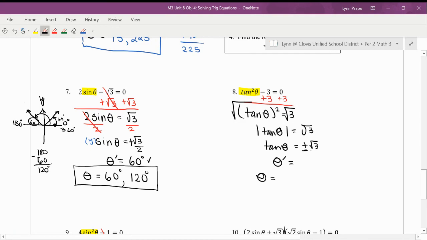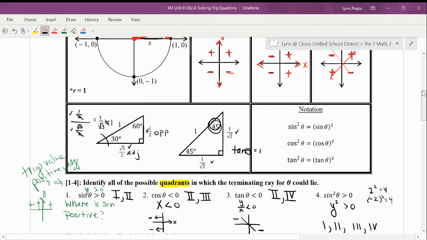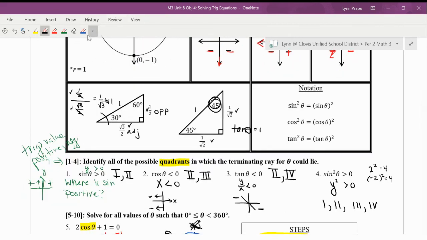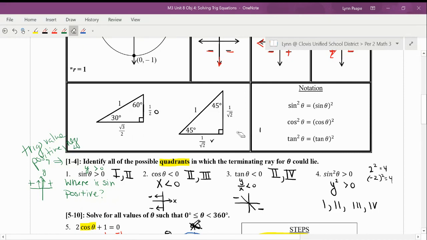So I'm going to put this over 1 to help me think about that a little bit more. So tangent theta, when will that equal root 3 over 1? Well, it's got to be either 30 degrees or 60 degrees, right? Because that's the only one that even has the square root of 3 on it. So I want it to equal root 3 over 1, right? That was my goal.